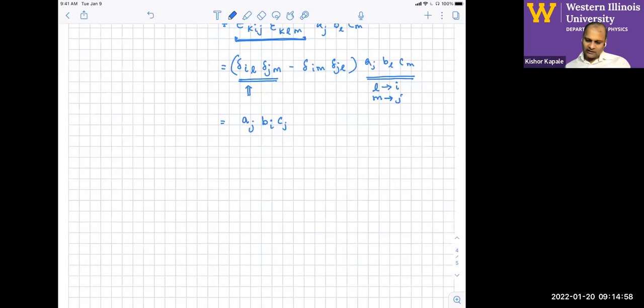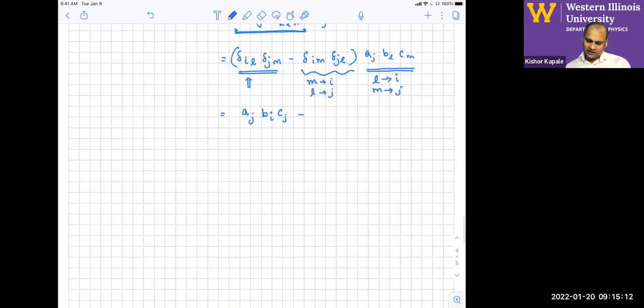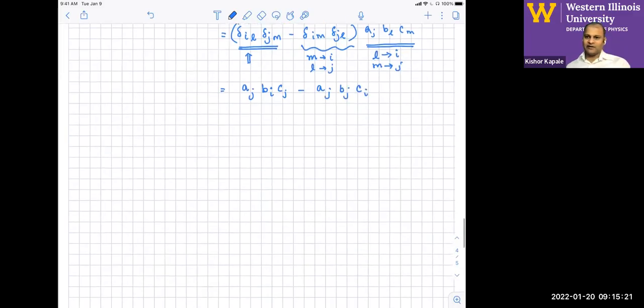When we are looking at this term, then the rule is, let's see, m is to be replaced by i and l is to be replaced by j. And so when we do that, negative sign, aj, bj, ci. Everybody with me so far? Okay, now let's see if it makes sense.